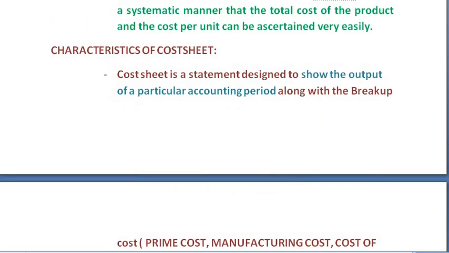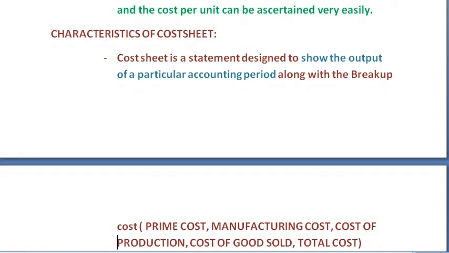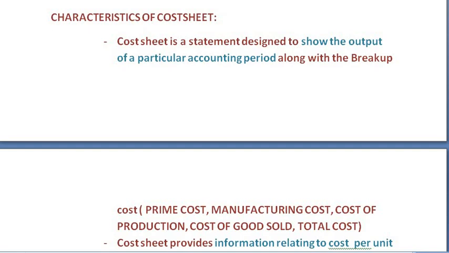Next we are going to see what the characteristics or features of a cost sheet are. A cost sheet is a statement designed in order to find out the total cost incurred for a particular output or for a product or for a service, and also it provides the breakup of various stages of cost in the production process. That is the first and foremost feature of a cost sheet.